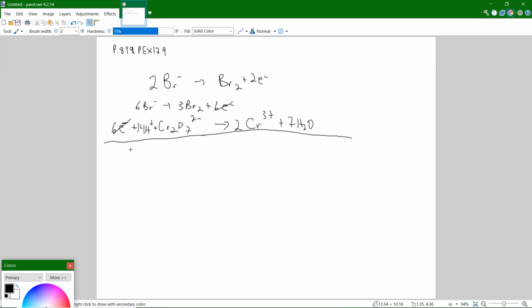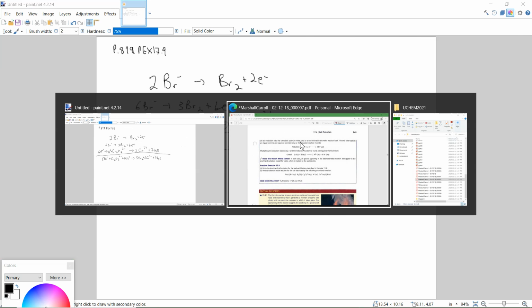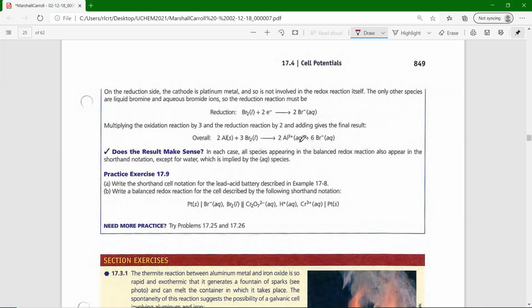And does anything else cancel? No. So I get 6 Br minus plus Cr2O7 2 minus plus 14H plus goes to 3 Br2 plus 2 Cr3 plus plus 7H2O. Okay, so you have to literally know things backwards and forwards.